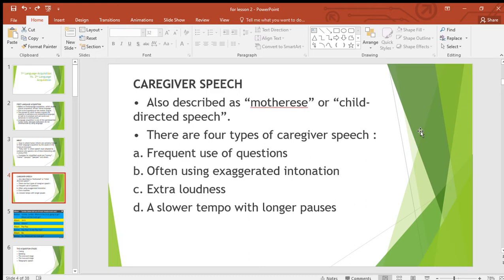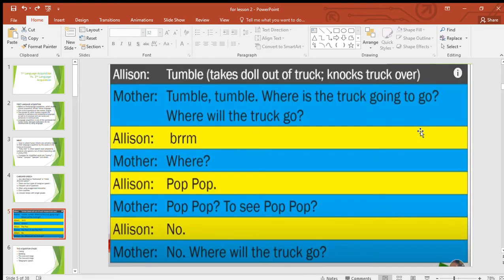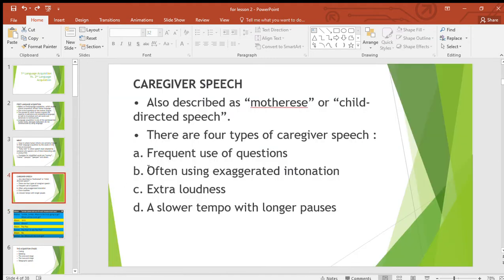So an example of caregiver speech is this situation. Allison, the child, tumbles, takes a doll out of a truck, knocks the truck over. Then the mother will say, "Tumble tumble, where is the truck going to go? Where will the truck go?" As you can see, the mother is not speaking normally. She is speaking in a way for the baby to easily understand. So baby talk.